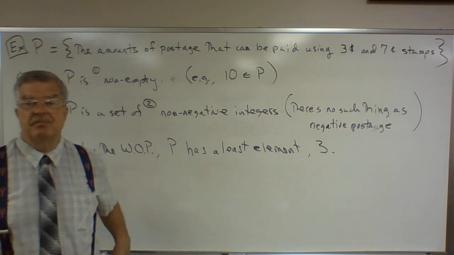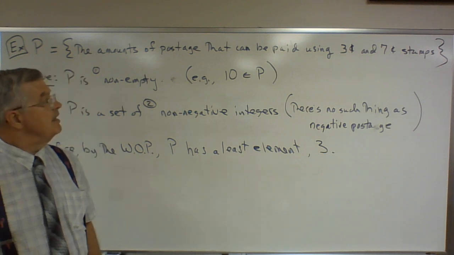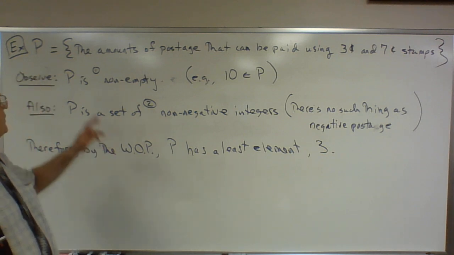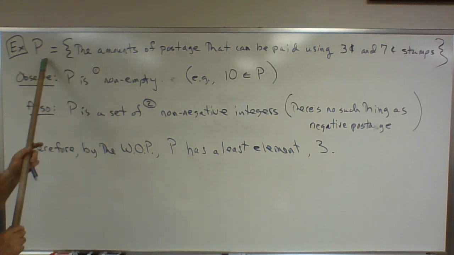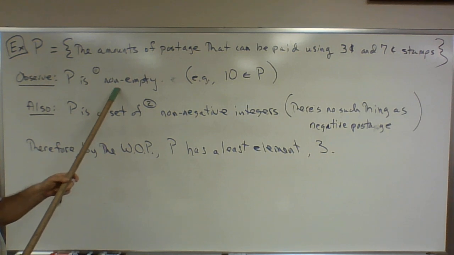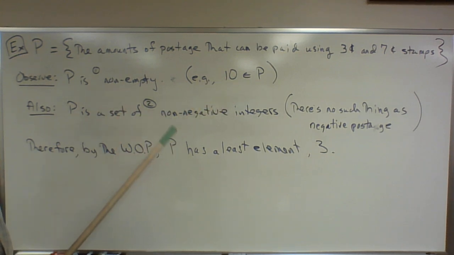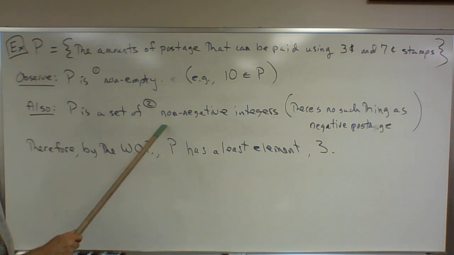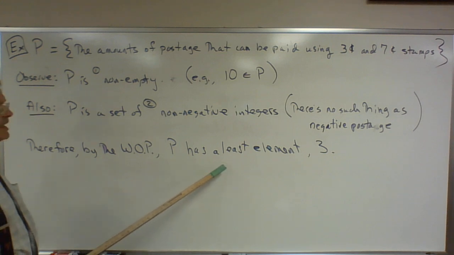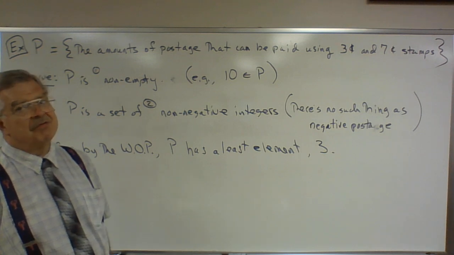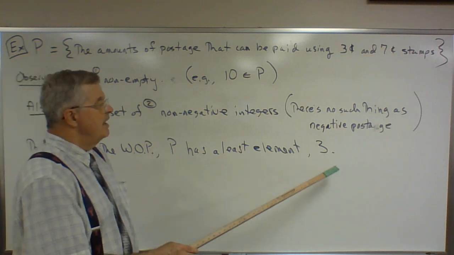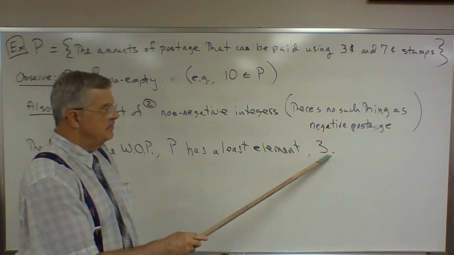We can pay 3 cents postage with a 3-cent stamp, and that makes 3 an element of this set P. Again, P was a non-empty set. For example, 10 is an element of P. P is a set of non-negative integers. No such thing as negative postage. So by the well-ordering principle, P has a least element. All postage that we can pay with 3-cent and 7-cent stamps is greater than or equal to 3. So 3 is the least element.